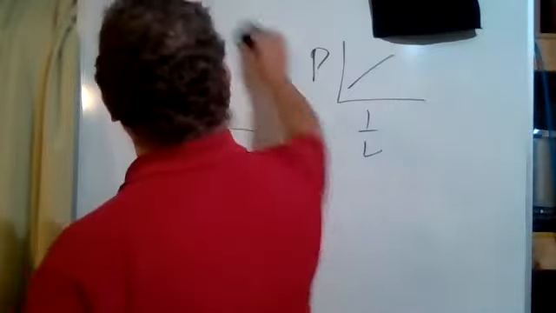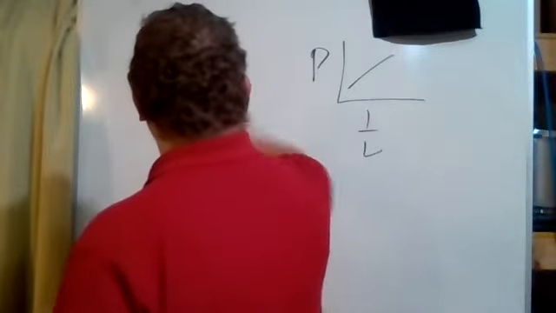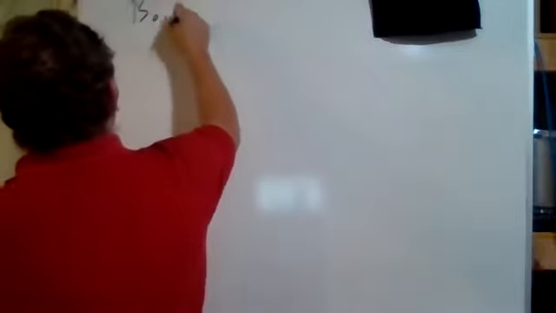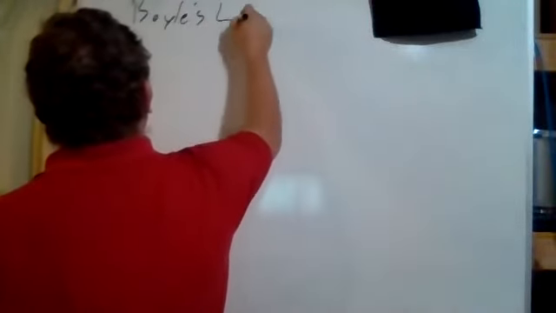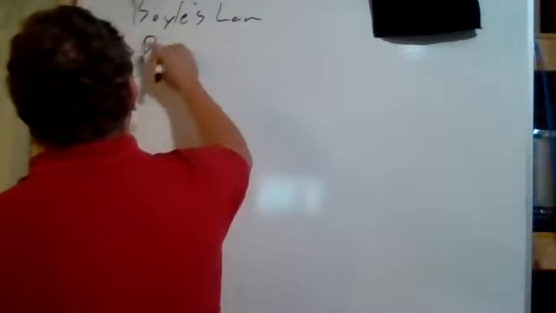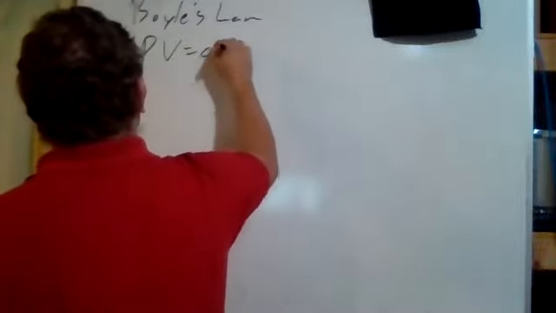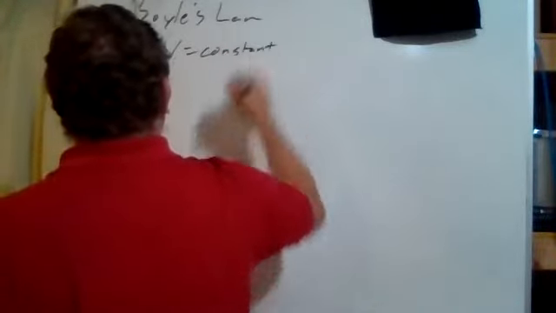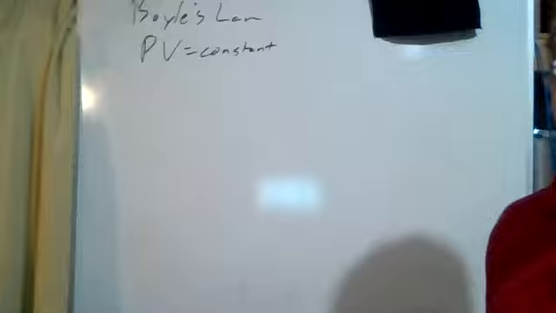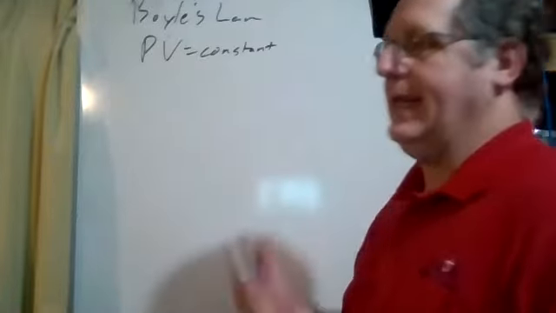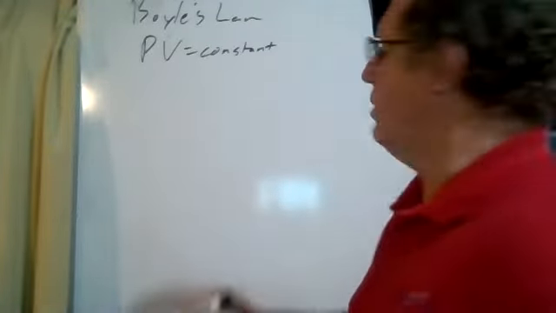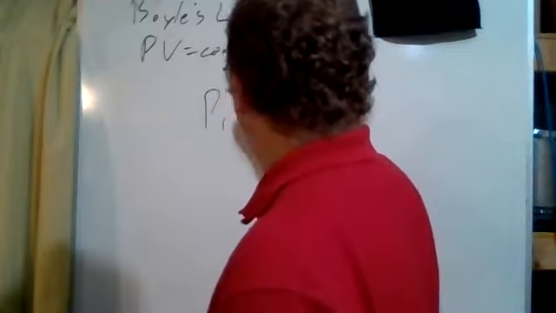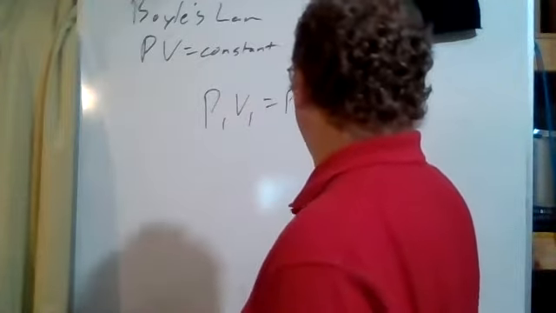And what he found is that the pressure times the volume of a gas is equal to a constant, as long as I kept the temperature the same and the same amount of gas. Boyle's law: pressure times volume is a constant, which means that if I change one condition, the other one will respond to it, or P1 V1 equals P2 V2.